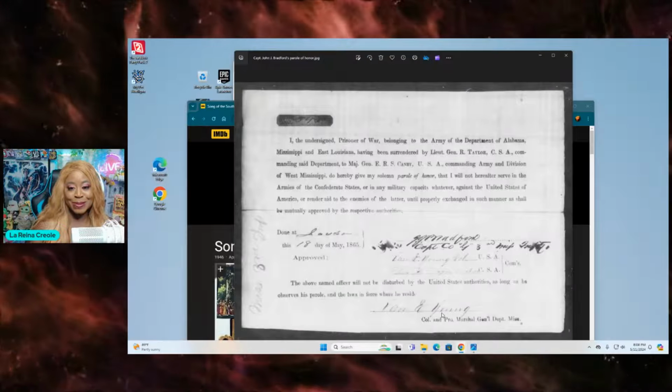This is his honor parole, which basically says that in exchange for laying down his arms, he would not be convicted of treason. Lincoln gave a blanket pardon to Confederate soldiers. They were basically told to just take up their arms and go home. And that was basically it.